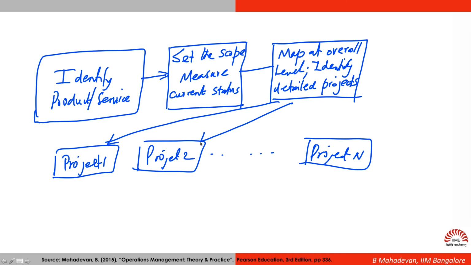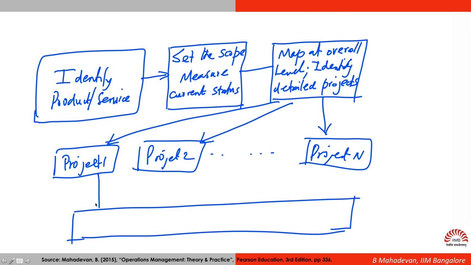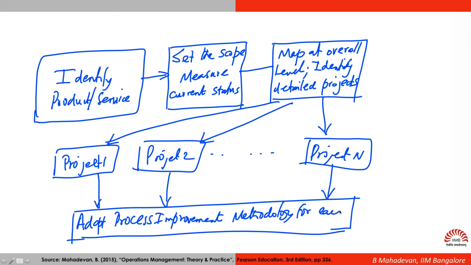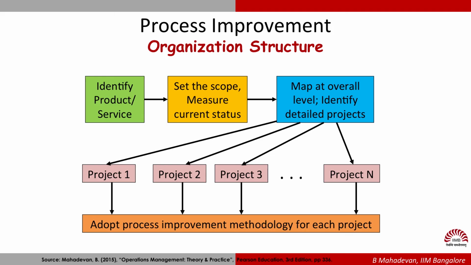So we identify all these projects, and for each of these identified projects which came out of an initial process mapping, we need to adopt the process improvement methodology that we just now talked about. So here is that schematic which shows the process improvement organization structure which could be used for improvement projects that we want to actually do in any productivity improvement exercise that we want to do.